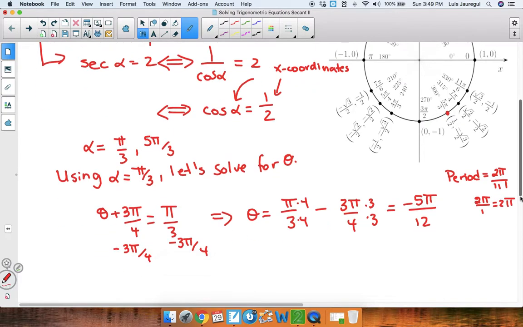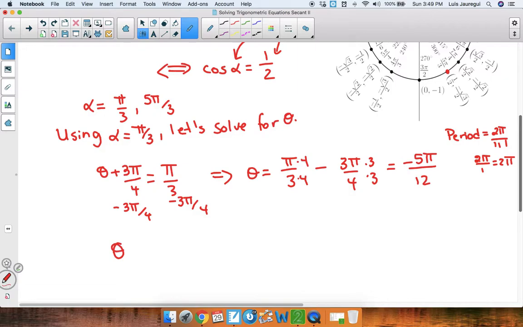So what we're going to do is to take the next theta to be negative 5 pi over 12 plus the period of 2 pi. And to get the common denominator, let's multiply the 2 pi by 12 over 12. So you have negative 5 pi plus 24 pi becomes positive 19 pi all over 12. So that is one of your solutions here.